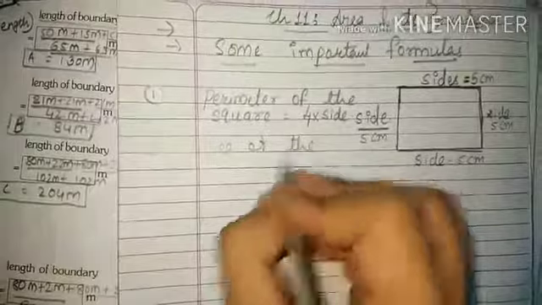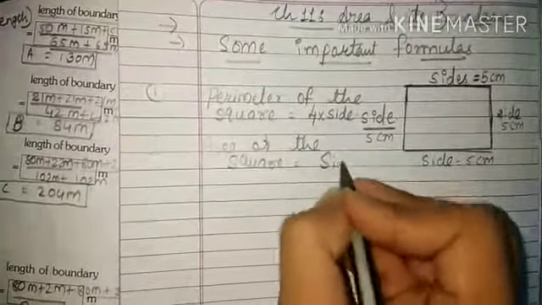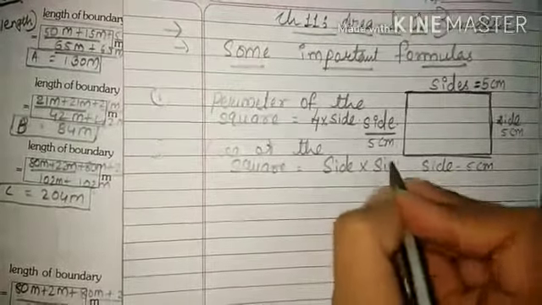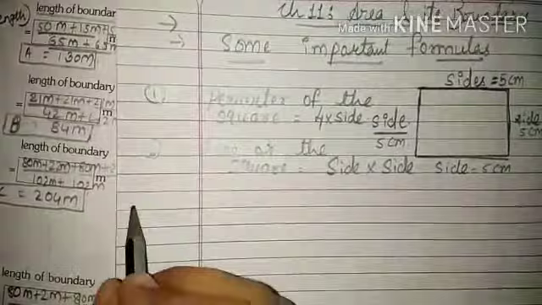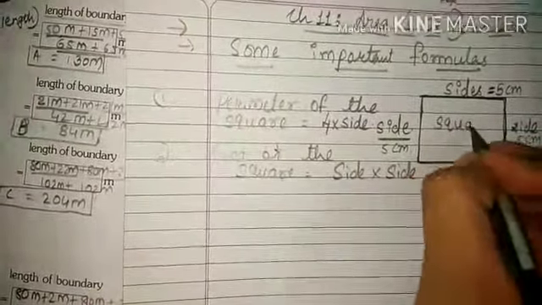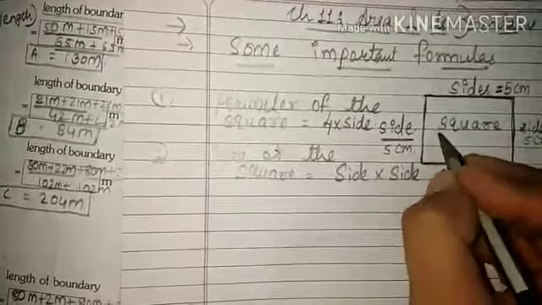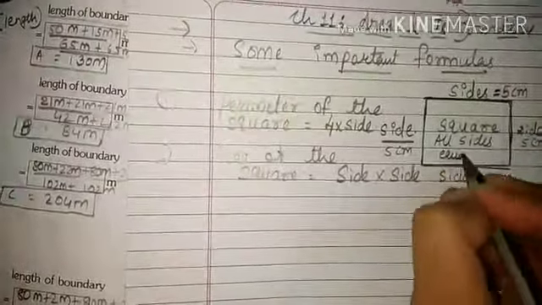Area of the square is side multiplied by side. Okay students, this is the formula for the square. I'm writing it here, square, all the four sides are equal.